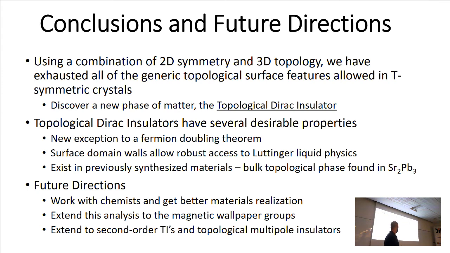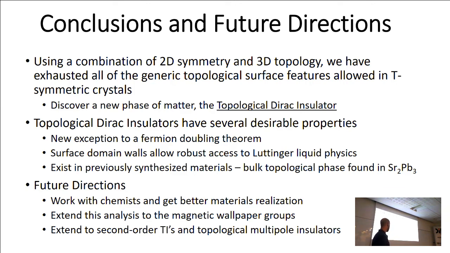It exists in some form in a previously synthesized material. If I make this thing, I could measure with ARPES the surface state, though it may be buried in some bulk bands. And so there are some very nice directions I can go. One, certainly we're working with chemists to find better material realizations in this family right now. We only simulated things with a tiny number of atoms per unit cell because it becomes computationally difficult. There are probably better materials in chemistry that are just worse in DFT.